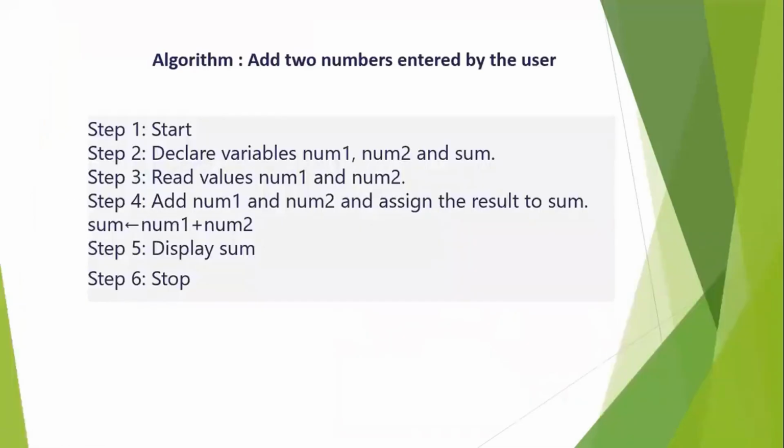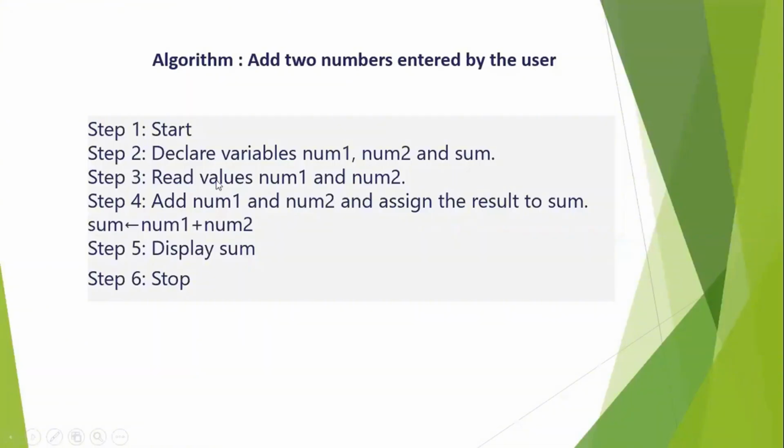So we are taking an example of it, an algorithm for adding two numbers entered by the user. So step 1 we will follow in this. Step 1 is the start button. Then step 2 is declaring variables, which are number 1, number 2, and sum. In this we are entering the number by the user. User will enter two numbers, those they want to add.